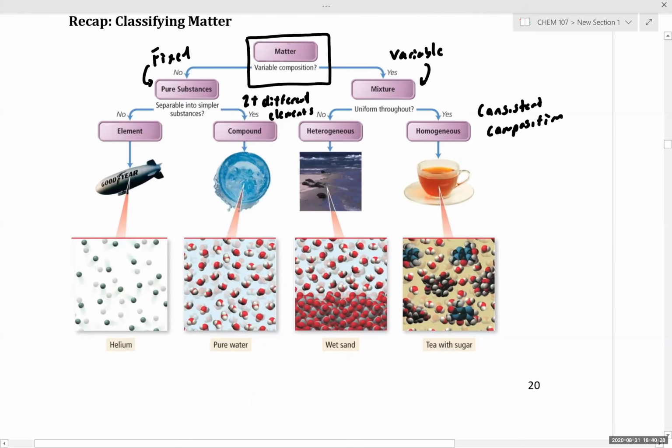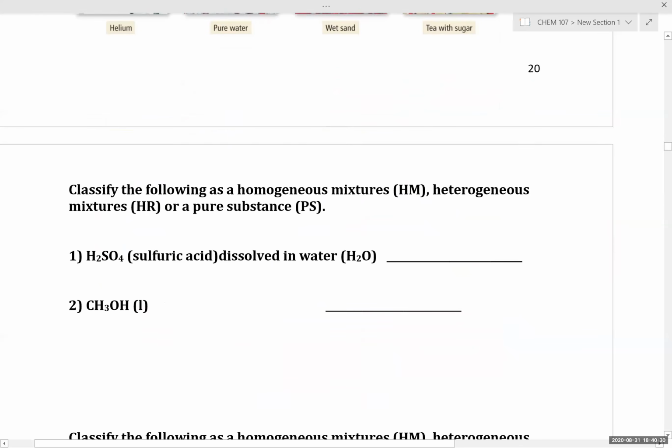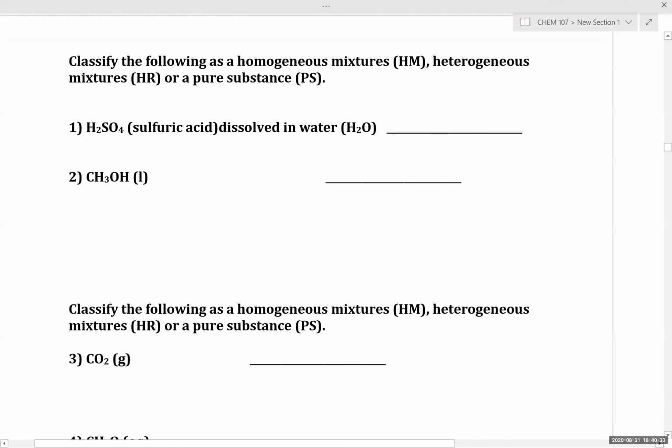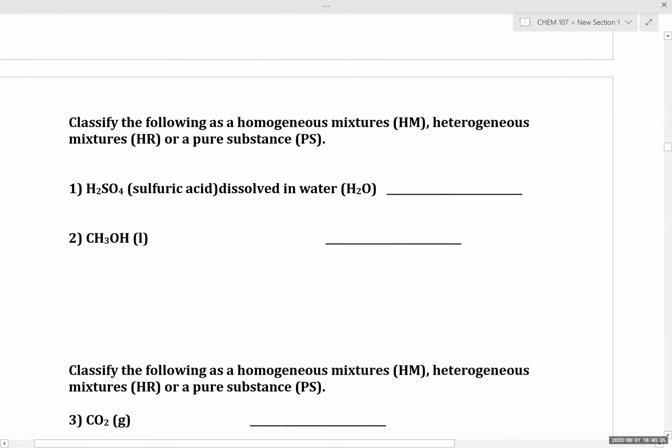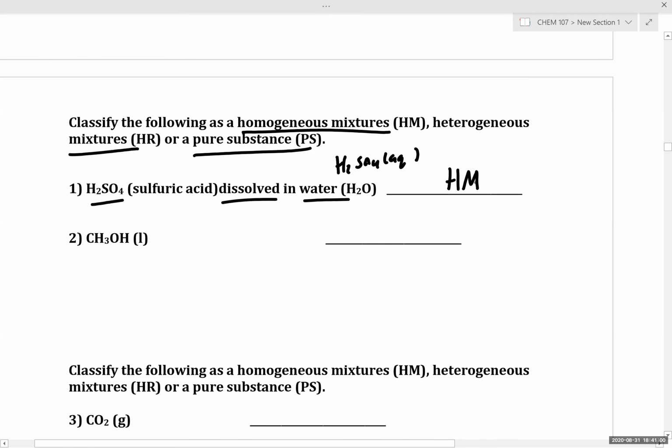Okay, so let's keep going now, and let's first classify the following as a homogeneous mixture, heterogeneous mixture, or a pure substance. In the first case, we have sulfuric acid dissolved in water. This could also be written as H2SO4 aqueous. Anytime we see the words dissolved in water, that's referring to a solution, and solutions are homogeneous.